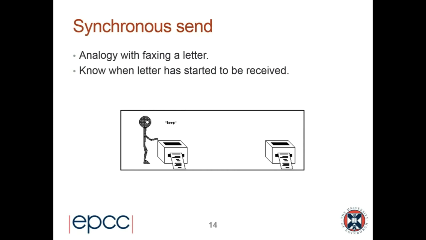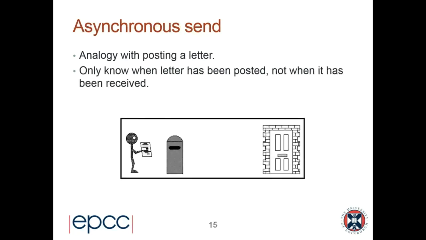Another example for an analogy of synchronous send is making a phone call. However, sending a letter is a very good analogy for an asynchronous send. You only know when the letter has been posted, not when it has been received. So here the message passing system, MPI, plays the role of the postmaster, who picks up the message and hopefully delivers it, but you don't really know if and when it actually got there. And we'll come back to the various uses of that later on.